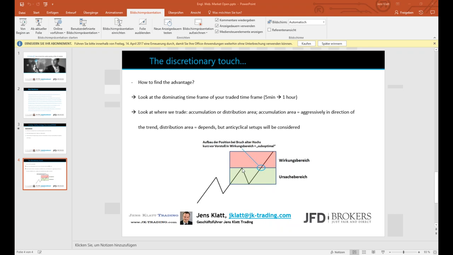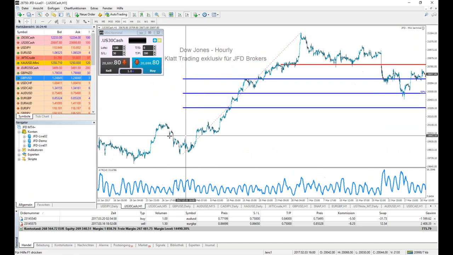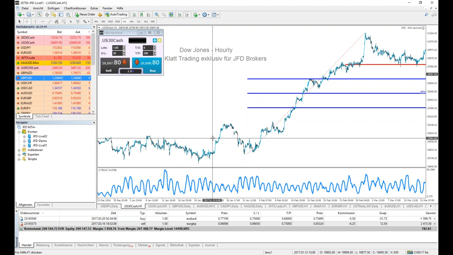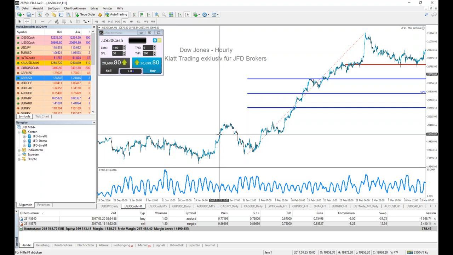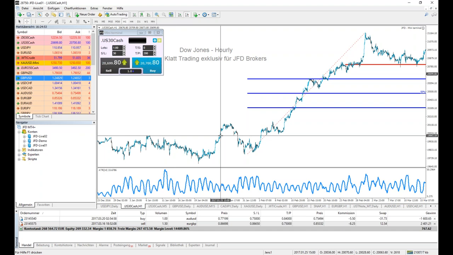So I've traded, for example, the break above 20,000. The first time the Dow Jones traded above 20,000, that was, I don't know, was it here? I think so. Yes, it was at the end of January. I was really aggressive here when the market pushed, touched this level and broke above it. I traded it really aggressively.